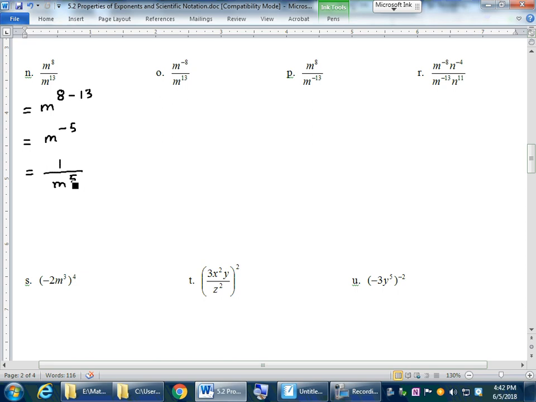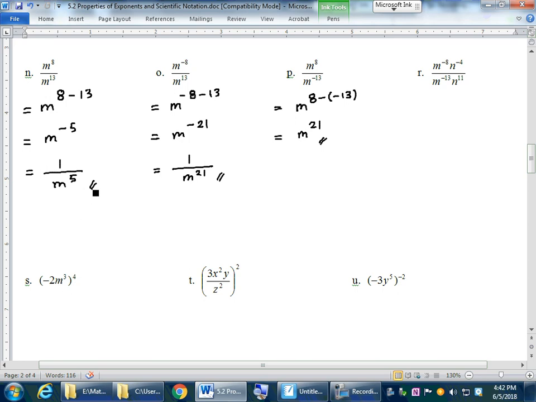Continuing this, the next, using property number 2, m to the negative 8 minus 13, which gives me m to the negative 21. So changing into a positive exponent, that becomes 1 over m to the 21st power, because they go to the denominator. Example P, m to the 8th power, numerator exponent minus denominator exponent, negative 13. So be careful. It will be m to the 21, which will be my final answer, because it's already a positive exponent.